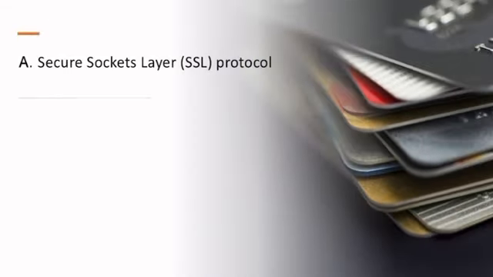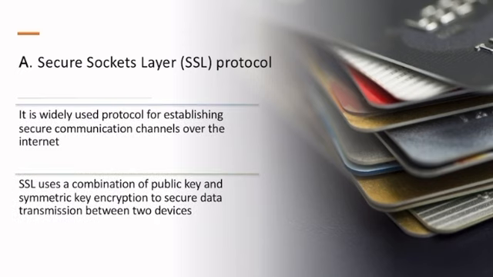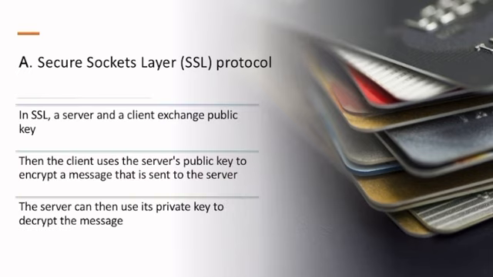First is Secure Socket Layer. It is a widely used protocol for establishing secure communication channels over the internet. SSL uses a combination of public key and symmetric key encryption to secure data transmission between two devices. In SSL, a server and a client exchange public keys. Then the client uses the server's public key to encrypt a message that is sent to the receiver. The receiver can then use its private key to decrypt the message.